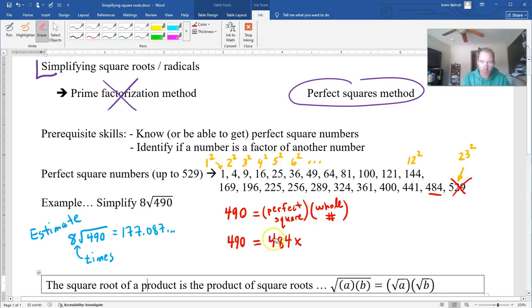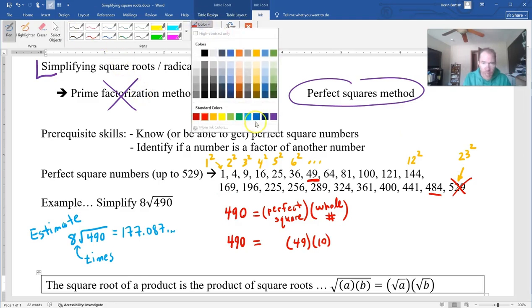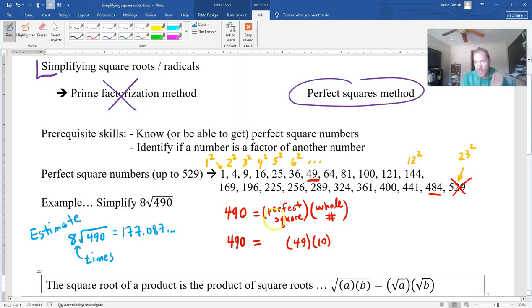Turns out in this case, 49 is the biggest perfect square factor, and 490 would be 49 times 10. Again, it's a good idea to make sure you check all the other perfect squares between, just in case, like we saw in that other example. All right, so 490 is the perfect square 49 times 10, but we're doing the square root of 490, so the square root of 49 times 10, but also we have the 8. So I'll bring the rest of that back.